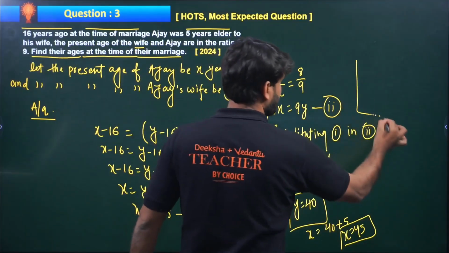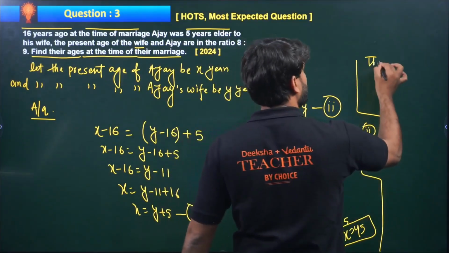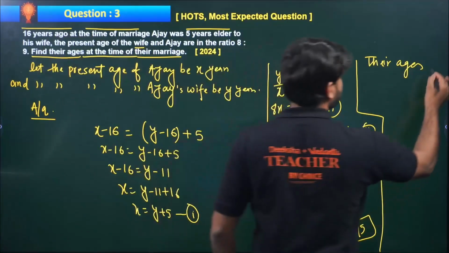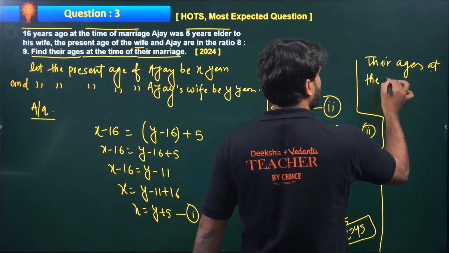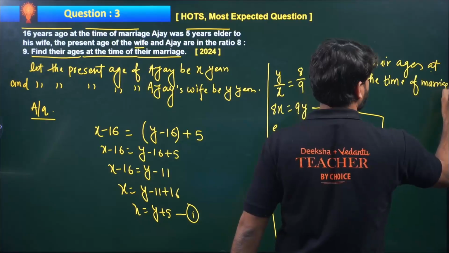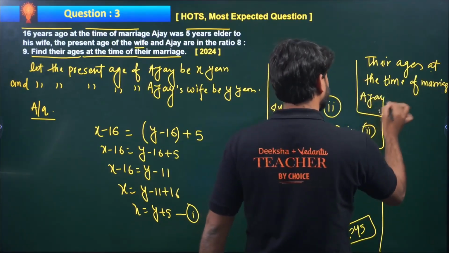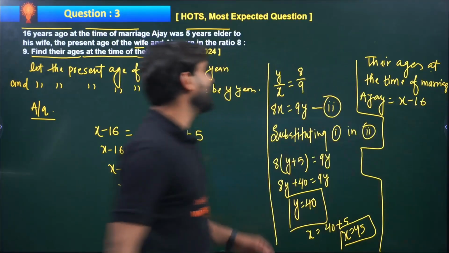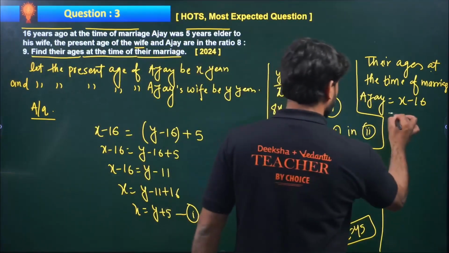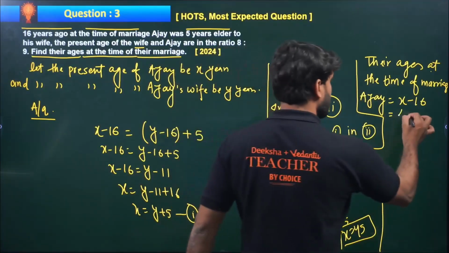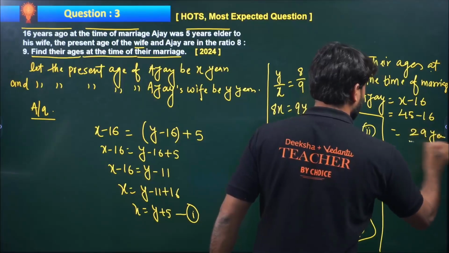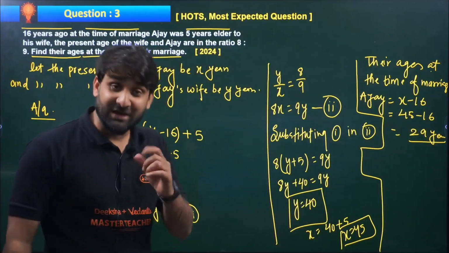So their ages, the question is asking, find their ages at the time of marriage. Okay, so Ajay: x minus 16, because the present age of Ajay is x. So at the time of marriage, Ajay's age will be x minus 16, right? And we have x is equal to 45. So 45 minus 16, and this would be 29 years. So Ajay was 29 years old at the time of marriage.